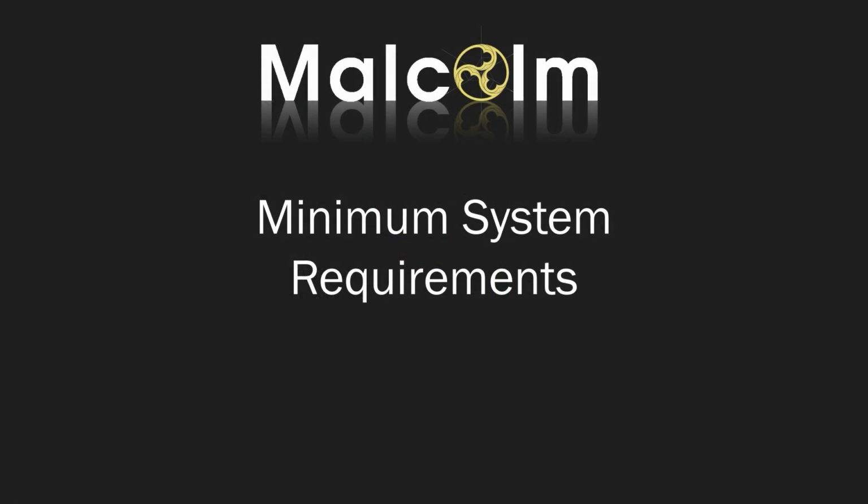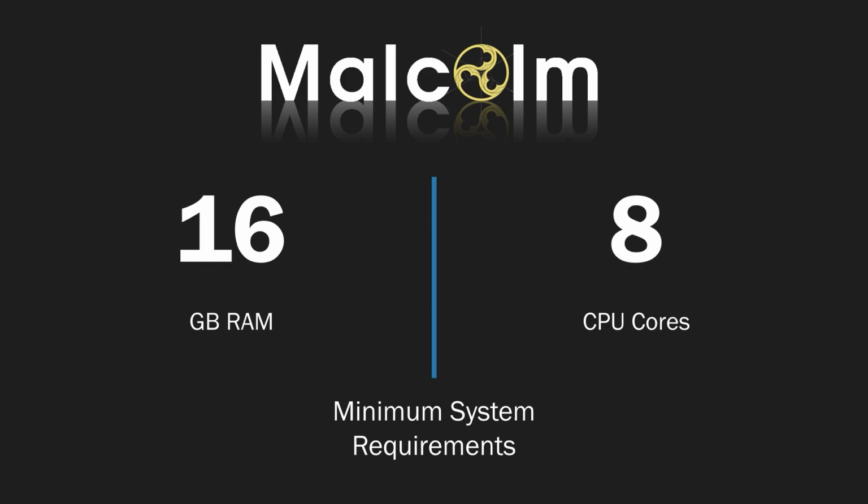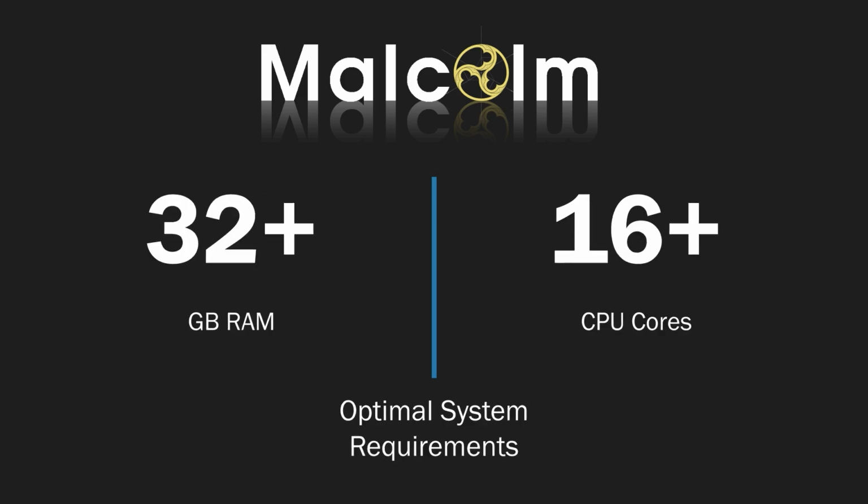Before we start, a quick note on minimum system requirements. If you try to install Malcolm without adequate resources, it will run poorly or crash the machine. Malcolm's minimum system requirements are 16 GB of RAM and 8 CPU cores. However, for an optimal experience, it is recommended to install Malcolm on a system with 32 GB or more of RAM and 16 or more CPU cores. Users will want as much storage space as possible, preferably solid-state storage, as the amount of PCAP data the system can analyze and archive will be limited by available storage.